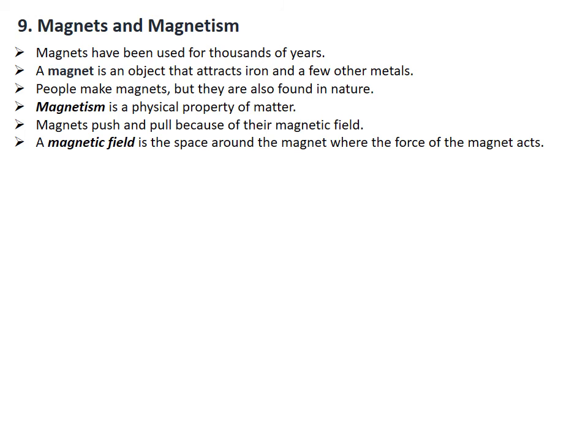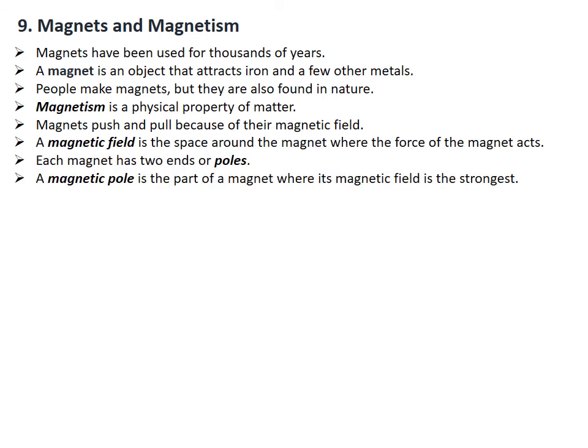Now, what is magnetism? Magnetism is a physical property of matter. Magnets push and pull because of their magnetic field. What is the magnetic field? A magnetic field is the space around the magnet where the force of the magnet acts.